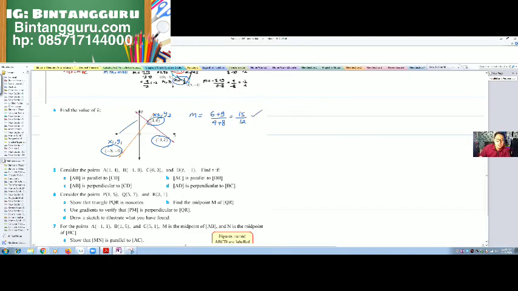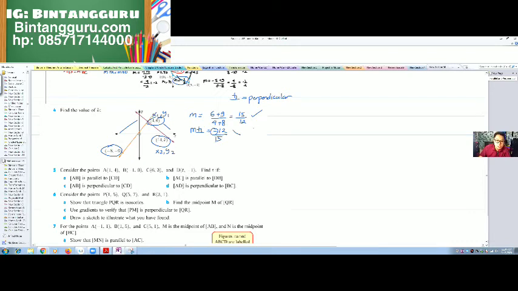Correct. And then we have to find the gradient of the purple one. So the purple one is perpendicular. So this means the gradient will be negative 12 over 15. Is it correct? Yeah, because this is going down, negative. And then we have to find the gradient of the purple one. So we move to the purple one. This is x1, y1, x2, and y2, right?